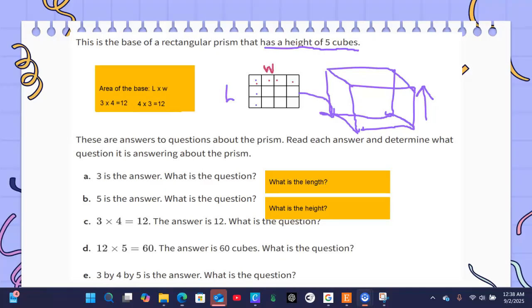What is the area of the base? So that was our question up here. Now this says 12 times 5 equals 60. Well, we know that the height is 5. We know that the area down here is going to equal 12. And so our height would be 5.